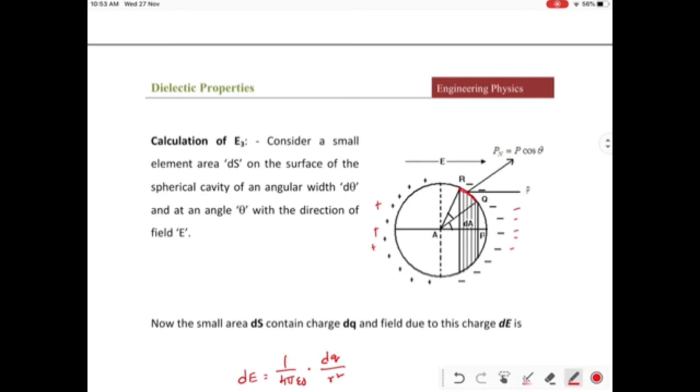So, this is the small area ds. This ds area is making angular width d theta at the center, and it is making theta angle with the external field direction. Now, we have to calculate how much electric field is produced due to the charge on that surface. We are considering ds area, and this ds area contains dq charge.